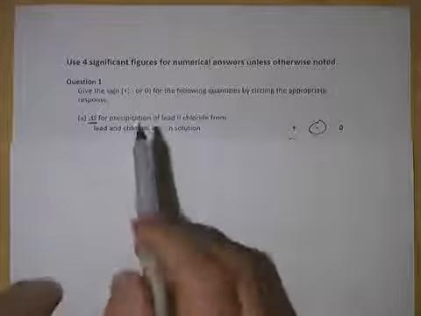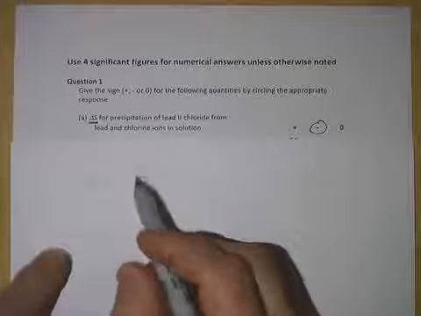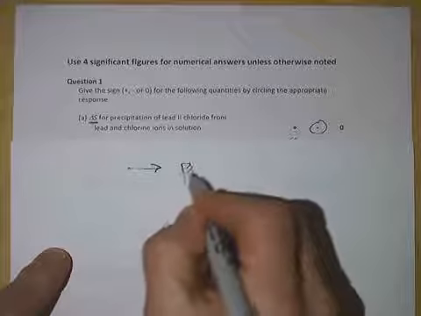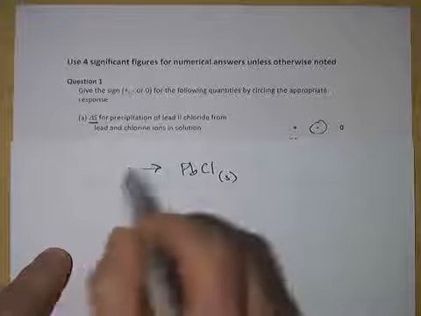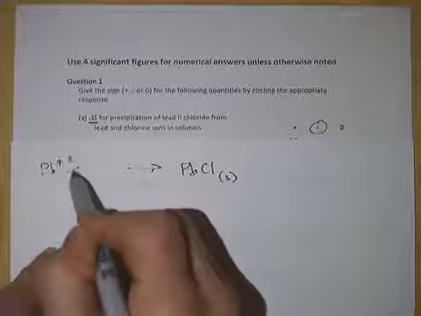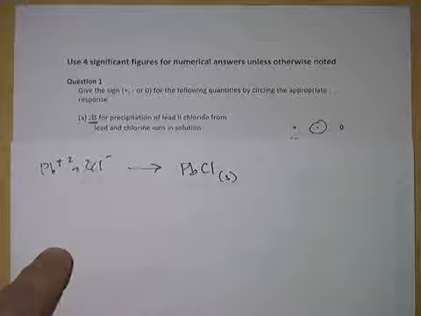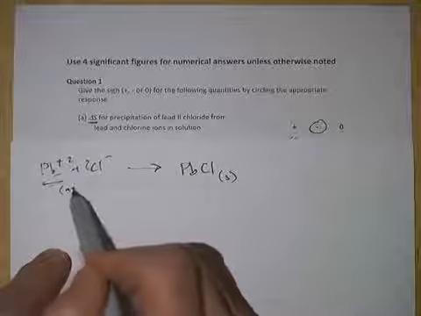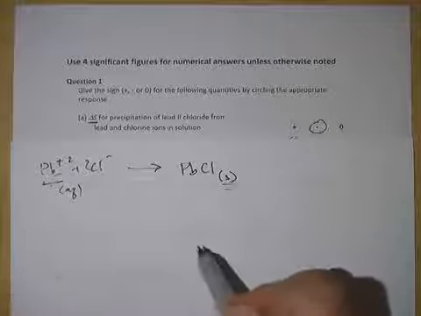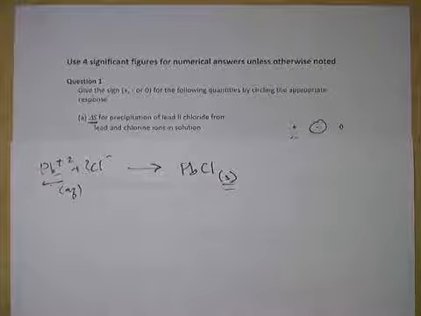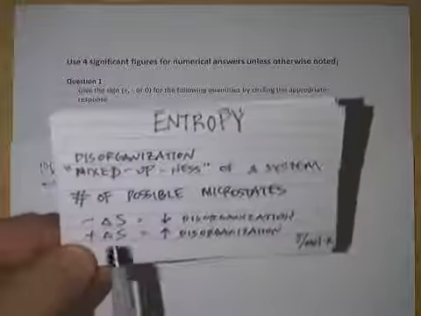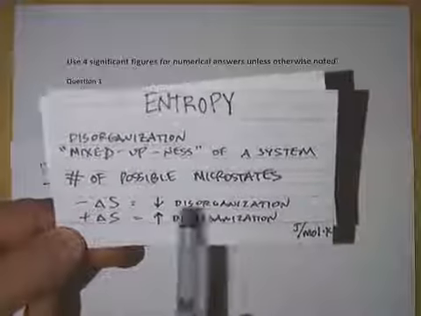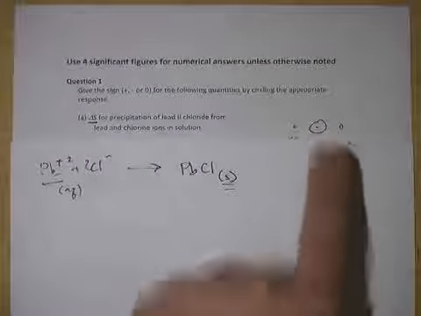So for the first one, delta S for precipitation of lead 2 chloride. We're precipitating something, so we're forming PbCl2 solid from the chloride ions and the lead ions, 2 of those. And so you're going from a lot of disorganized, messed up aqueous stuff to a solid, a more organized piece. Since you're going from disorganized to organized, you say that it is negative because it's becoming less disorganized or more organized. So minus sign there.